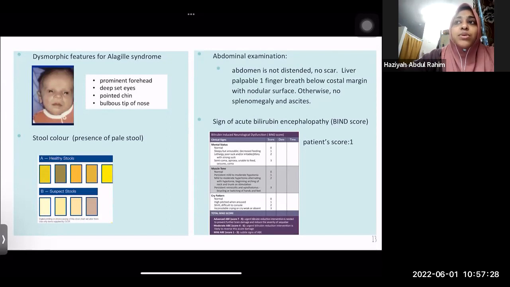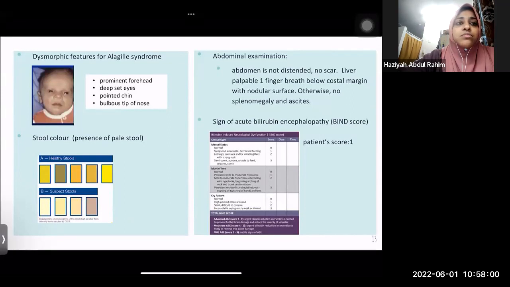So under mental status, see whether the baby is sleepy or lethargic, any poor feeding. Under muscle tone, look for any hypotonia. Under cry pattern, observe for any change in cry pattern, especially a high-pitched cry, or the patient is difficult to console, or inconsolable crying. So in my patient, there is a decrease in feeding. So the score will be 1, where a score of 1 to 3 shows mild acute bilirubin encephalopathy.